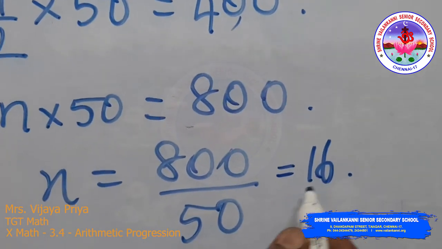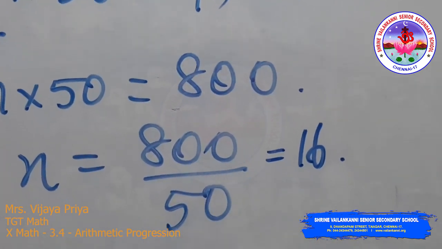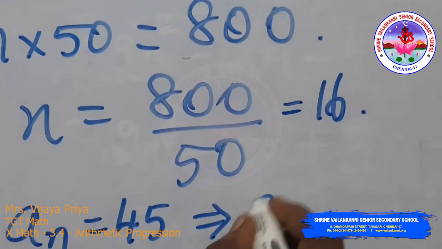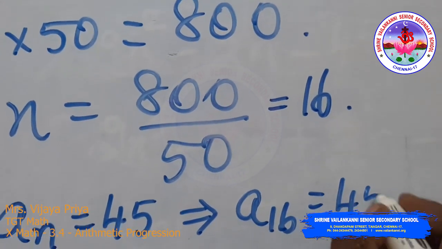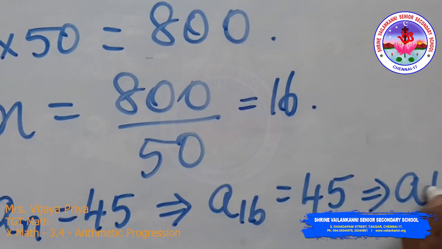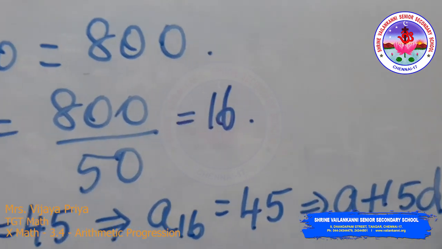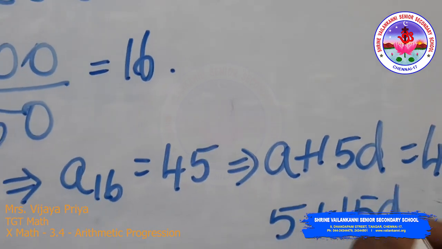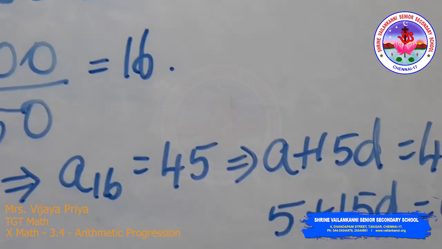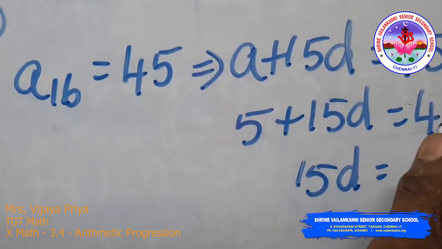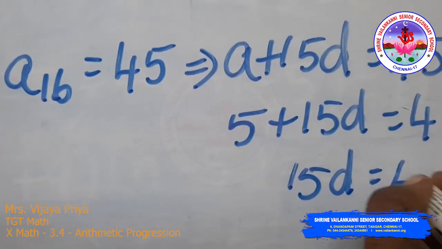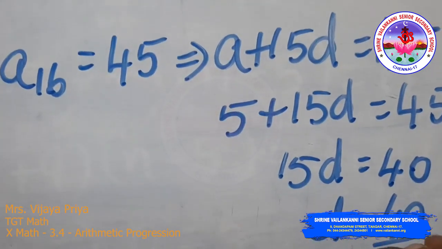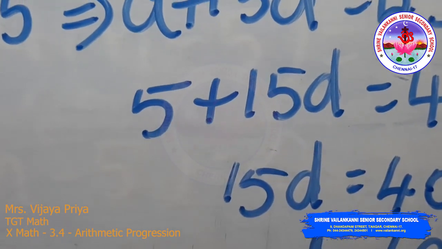So I am going to substitute in my an to find out my d, where an is given as 45. So my expansion here, a16 is equal to 45, which implies a plus 15d is equal to 45, where my a is 5, so 5 plus 15d is equal to 45. So I get my 15d is equal to 45 minus 5, it becomes 40. d is equal to 40 by 15, which is equal to 8 by 3.